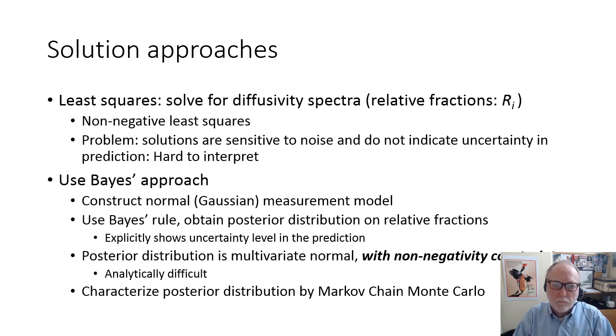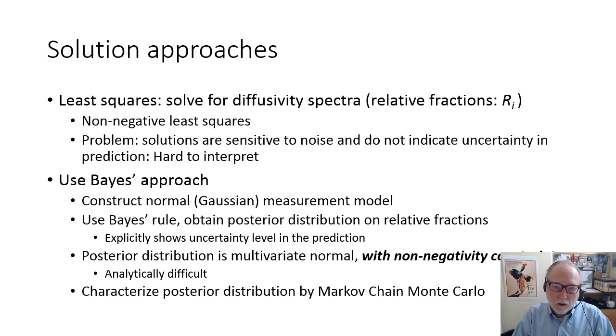Instead, we prefer to use a Bayes approach. We construct a Gaussian measurement model and use Bayes' rule to obtain a posterior distribution on the relative fractions. These explicitly show the uncertainty level in the prediction. The posterior distribution is a multivariate normal with a non-negativity constraint, which makes it analytically difficult.